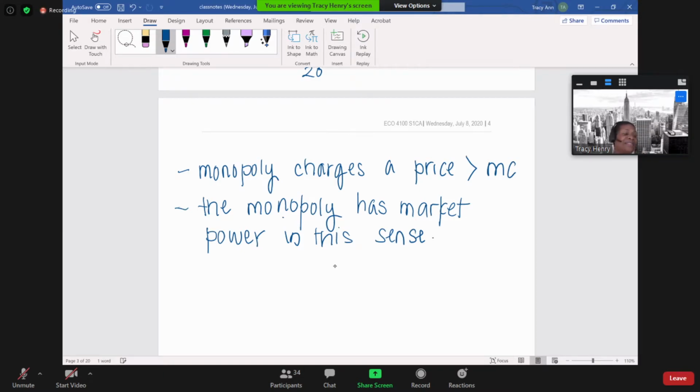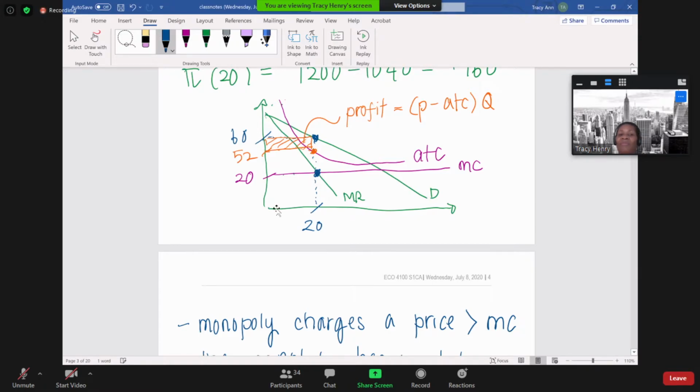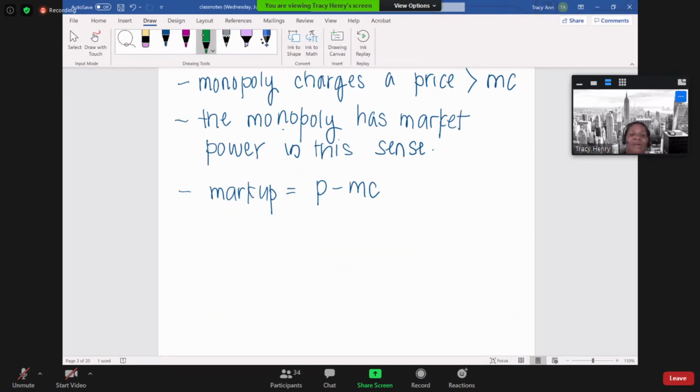Now, there is something attached with the elasticity of demand and the amount of market power that you would want to say that the monopoly has. But if you want to talk about a price markup, then you would say the markup is really just that distance between the price and the marginal cost. So the markup is equal to the difference between the price and the marginal cost, right? I'm gonna get even more talking about this markup. But here in this case, the firm is able to charge a markup of $40 per unit on its product, right? So in this case, the monopoly charges a markup of $40.